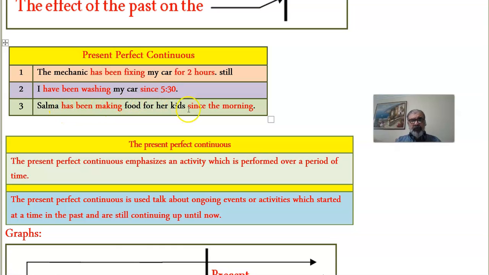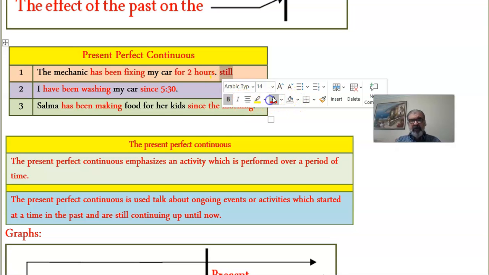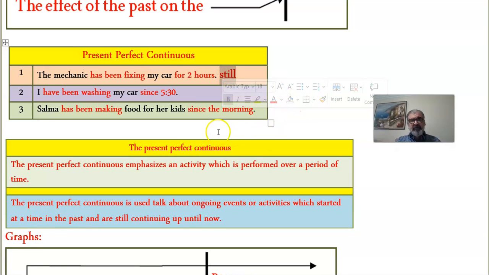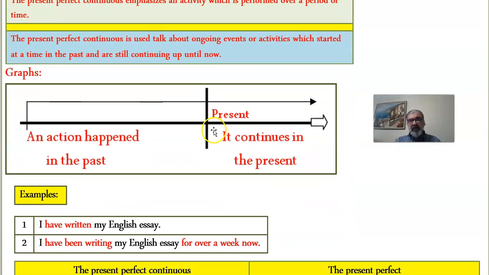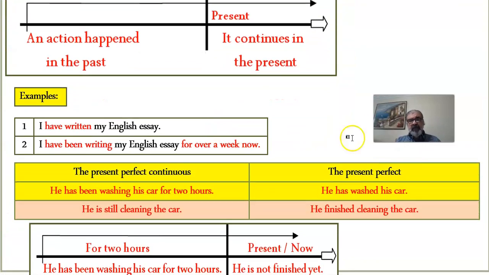Selma has been making food for her kids since the morning, and she's still doing food for her kids. So still is the key word. Okay? Now let's look again at more examples. If you say, I have written my English essay, what does that mean? It means that you're finished. Now you need to proofread it, give it to someone to have a look at it, and then you're going to submit it to your professor.